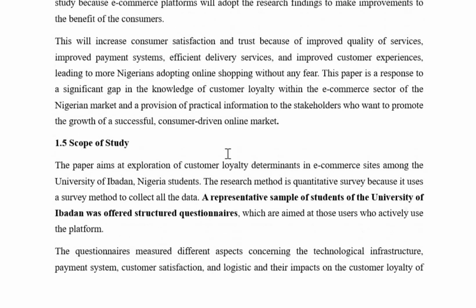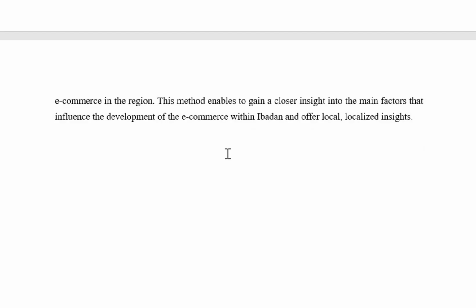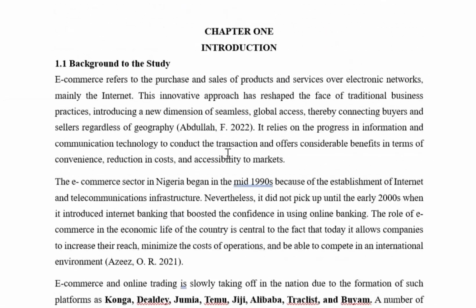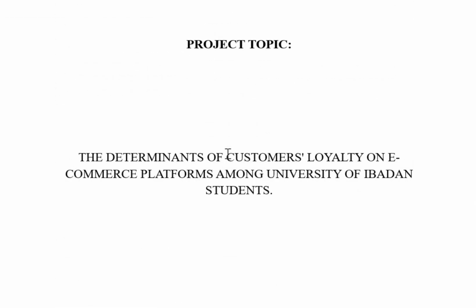Some other papers, based on your school or your project outline, have a definition of terms. You give them some basic definitions of terms that an external person that is not in your field will be able to understand. So with this, I believe that you can work on your final year project, complete it and have a reasonable chapter 1 project.